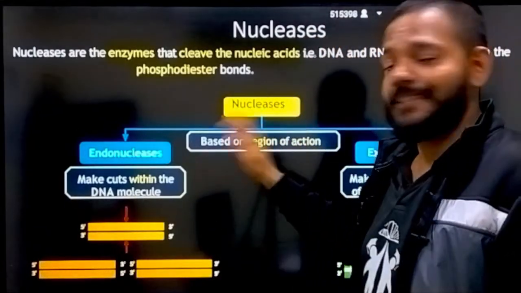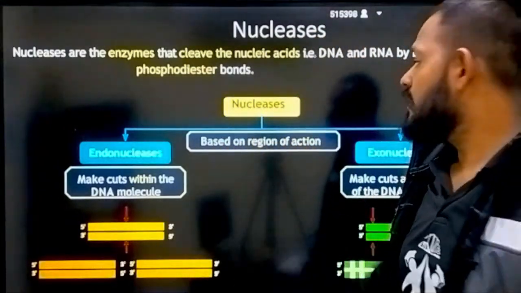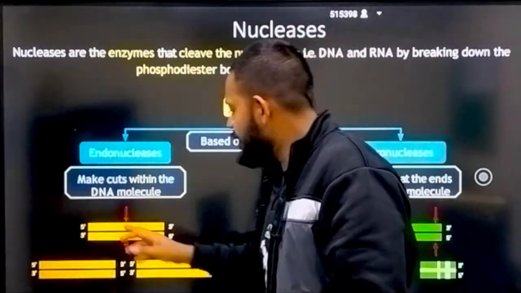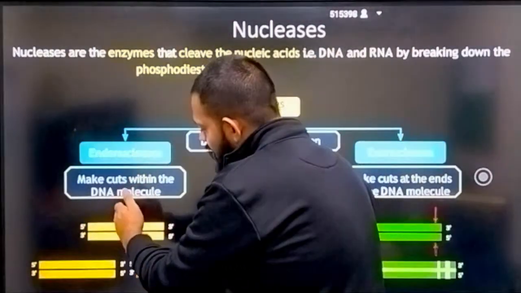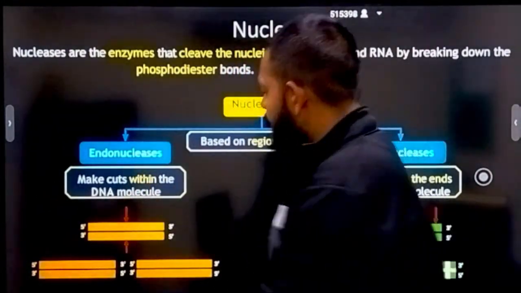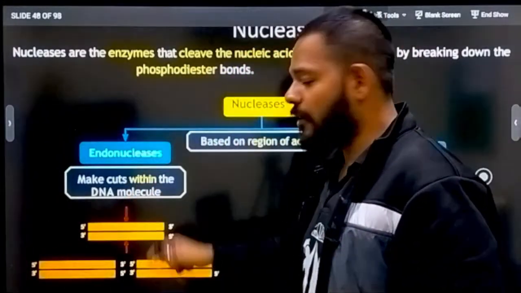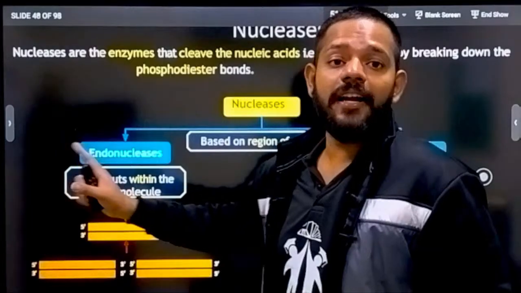But this category is based on region of action. An endonuclease may cut within the DNA molecule. You can see here it is cutting from this point only, in the middle of the DNA. It is cutting not from outside. Then it is your endonuclease.